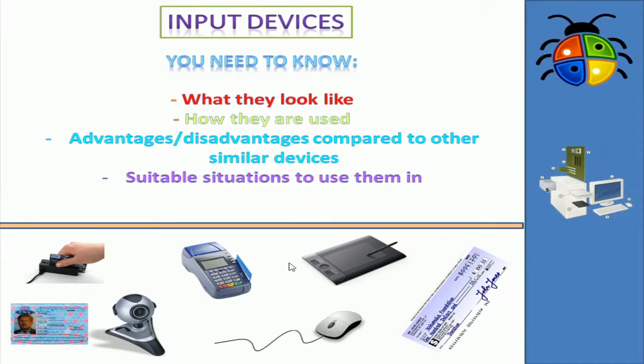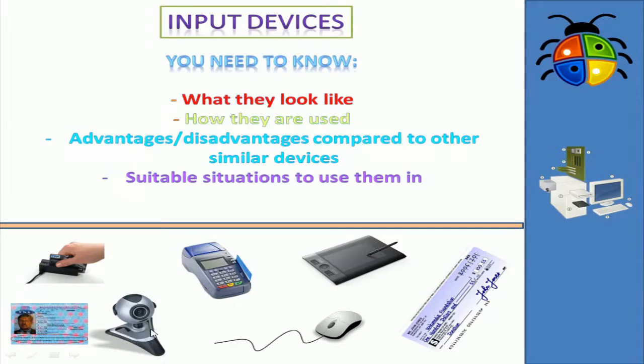Okay, so just to be clear, in case you're not sure, for each of the devices, you need to know what they look like. Often in the exam, many of the exams start by giving you some pictures and saying, what's this, what's this, what's this. So you need to know what these things look like. You need to know how they are used. So what are they commonly used for?